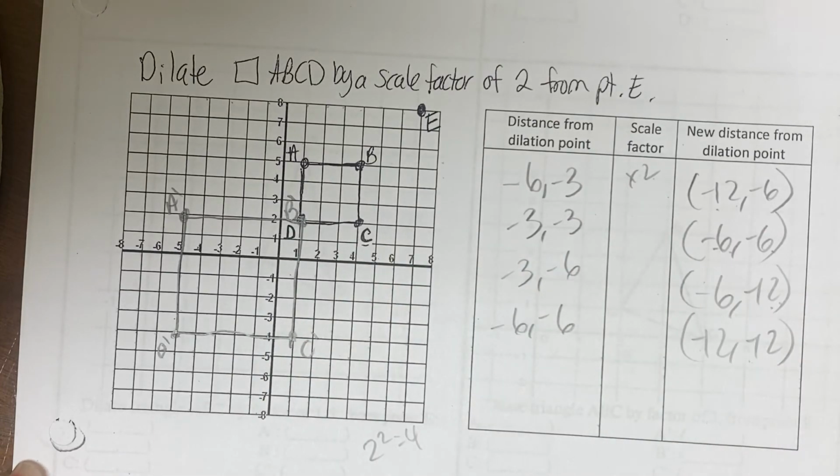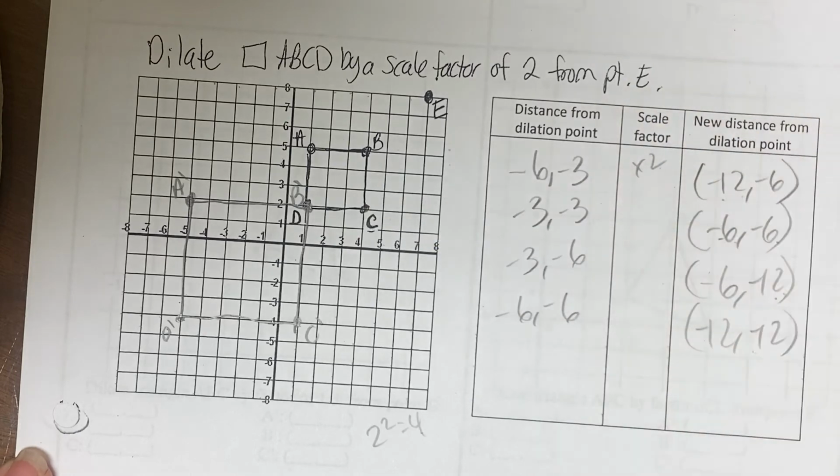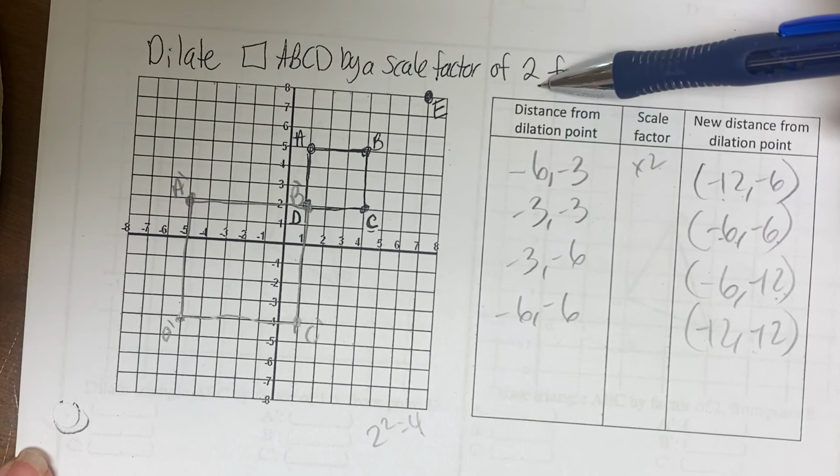Okay, so my new square is 4 times as big as my original. Each point is twice as far from point E as it was.